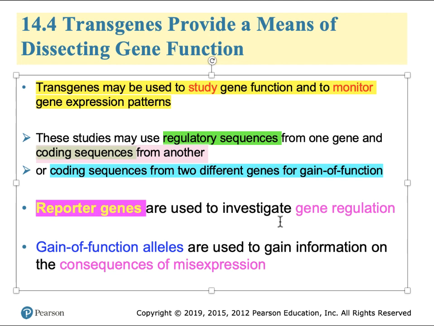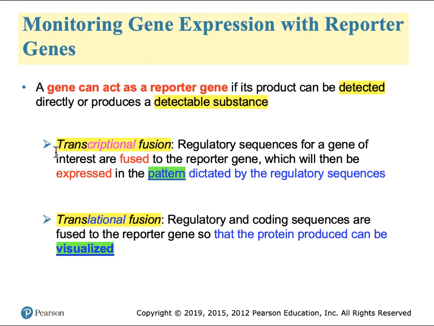And that's very useful for narrowing down what's happening. You can also generate gain of function alleles that are used to gain further information about the consequences of misexpression. With respect to reporter genes, they come in two flavors. One are transcriptional fusion genes.